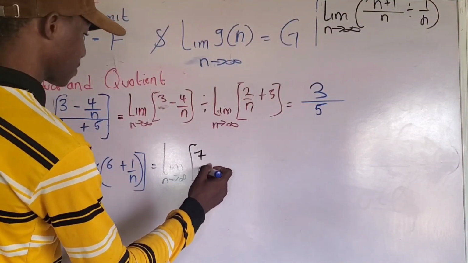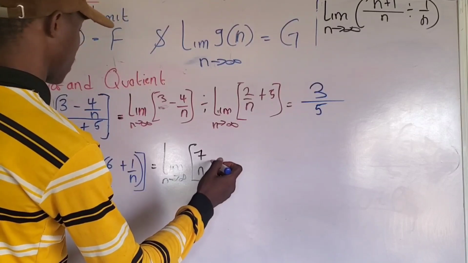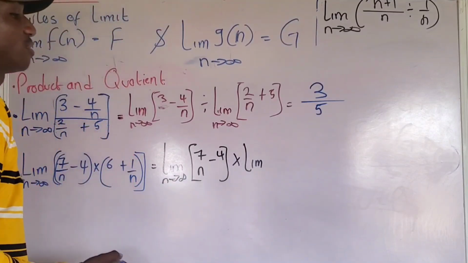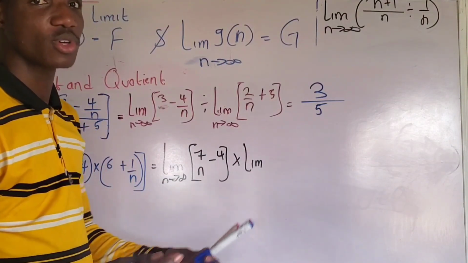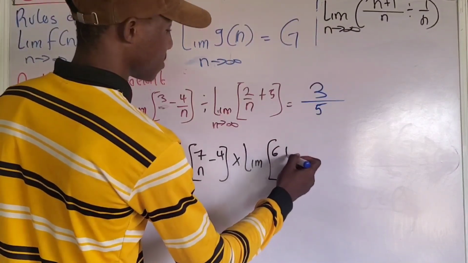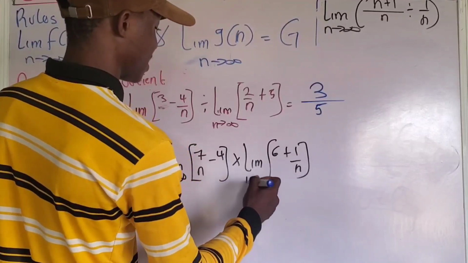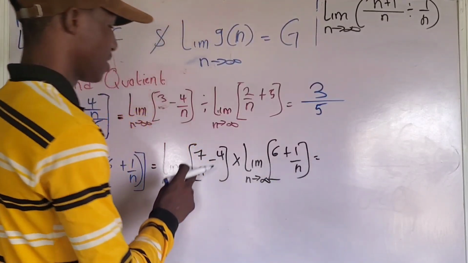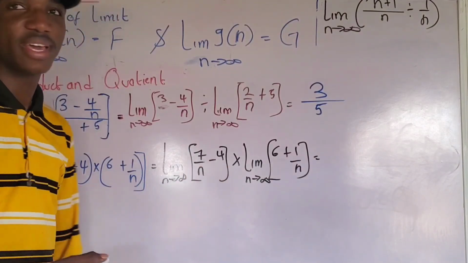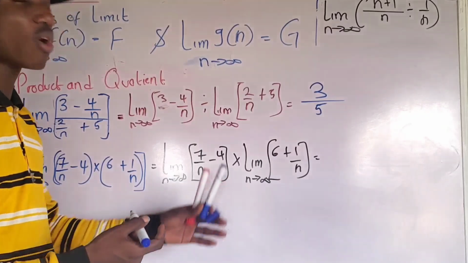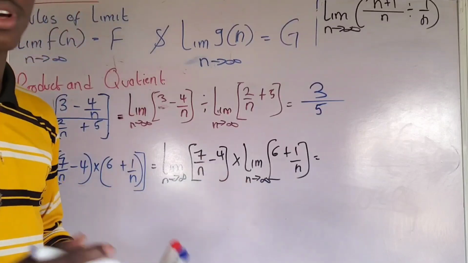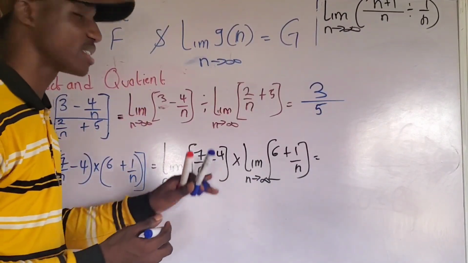7 over n minus 4 multiplied by 6 plus 1 over n as n tends to infinity, because the limit of a product is the product of the limits. So it's just the same thing I'm doing. For this, here I'm going to have now 7 over n. If you take the limit of 7 over n, you're going to have 0. And because this 4 does not have an n attached to it, we're going to have negative 4 as the limit of this.